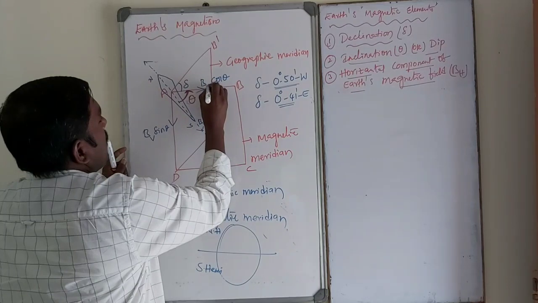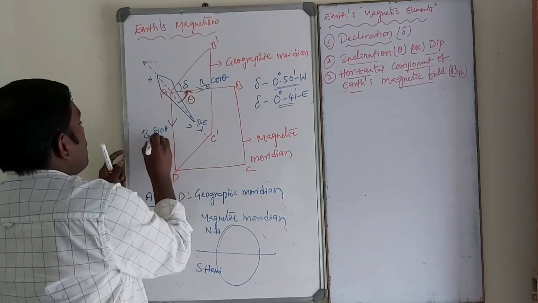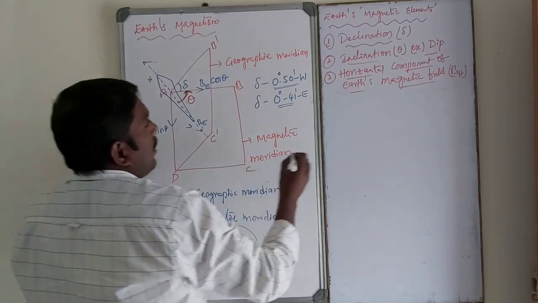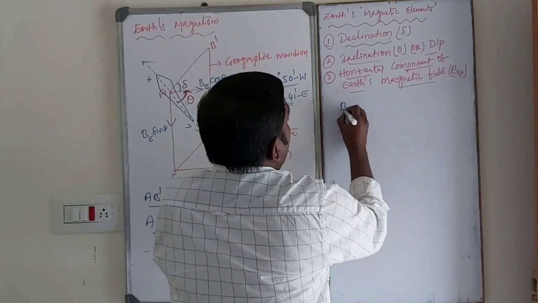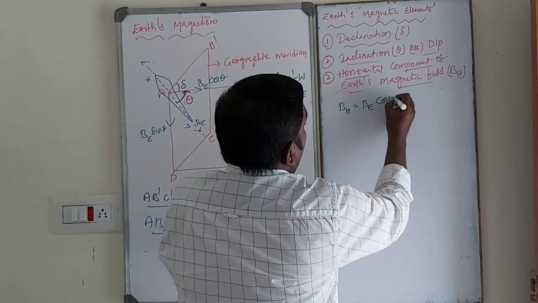So this is BE, of course this is also BE. So horizontal component BH is equal to BE cos theta.